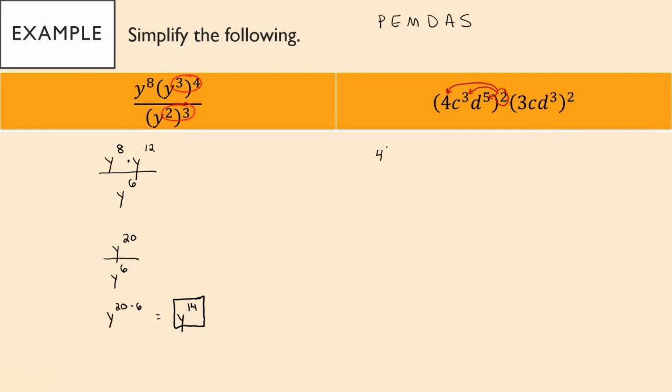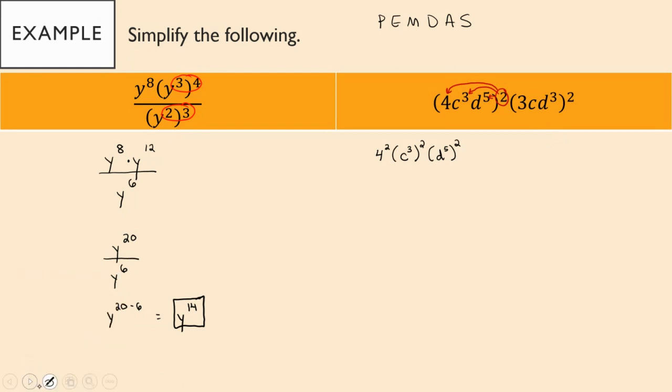So we're going to have 4 squared. Then we have a C cubed that is squared. And then we have a D to the 5th that is squared. So I'm distributing that outside exponent to everything on the inside.